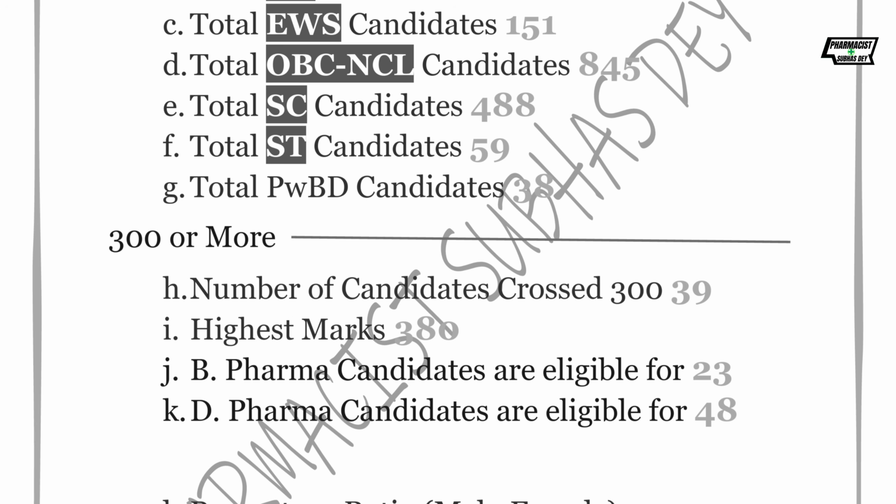B Pharma candidates are eligible for 23 posts. Basically, in AIIMS Delhi, two types of posts were there. One is pharmacist and another one is storekeeper drug. For those two posts, along with diploma, B Pharma candidates were also eligible, and along with this, the post from AIIMS Rajkot was also made eligible for B Pharma candidates. So only 23 posts were there where B Pharma candidates were eligible, and all the 48 posts were open for D Pharma candidates, and only 23 were open for B Pharma candidates.